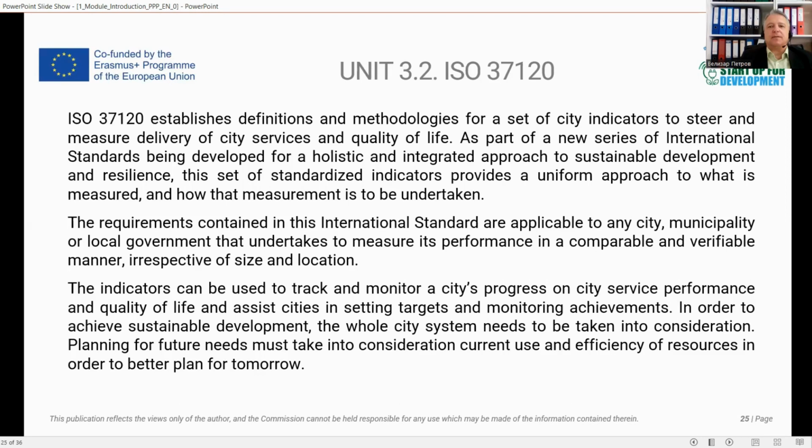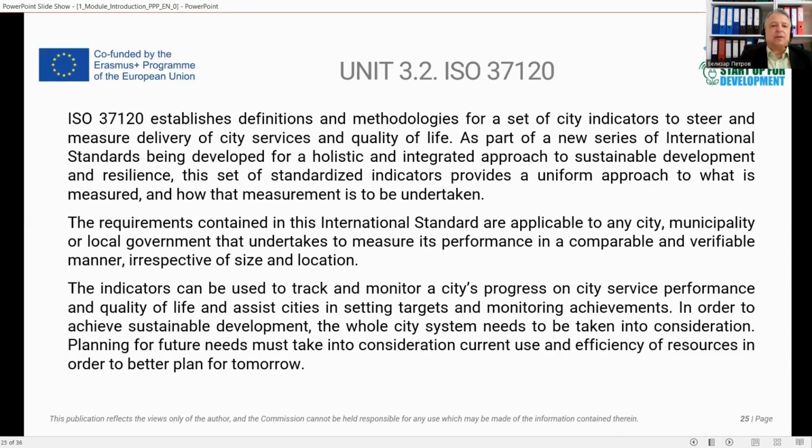As part of a new series of international standards being developed for a holistic and integrated approach to sustainable development and resilience, this set of standard indicators provides a uniform approach to what is measured and how the measurement is to be undertaken. The requirements contained in this international standard are applicable to any city, municipality, or local government that undertakes to measure its performance in a comparable and verifiable manner, irrespective of size and location.